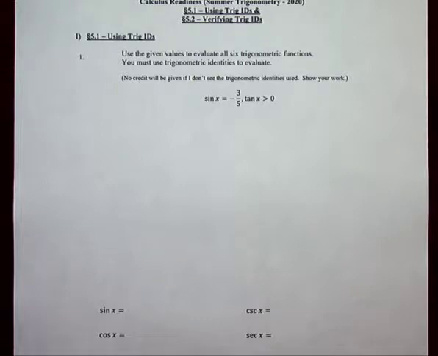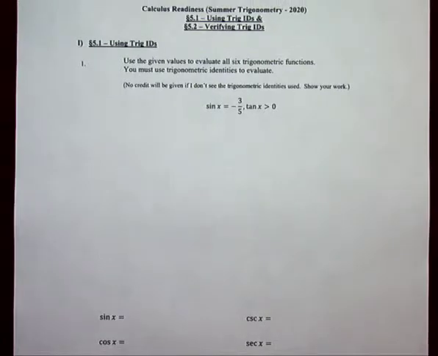Some of y'all struggled, unfortunately, just with following instructions. Now, on this one, the instructions are very clear. Let me go ahead and zoom in a little bit more. Use the given values to evaluate all 6 trigonometric functions. You must use trigonometric identities to evaluate. And then I even emphasized it further, parenthetically: no credit will be given if I don't see trigonometric identities used. Show your work, okay? And some of y'all drew me a triangle anyway.